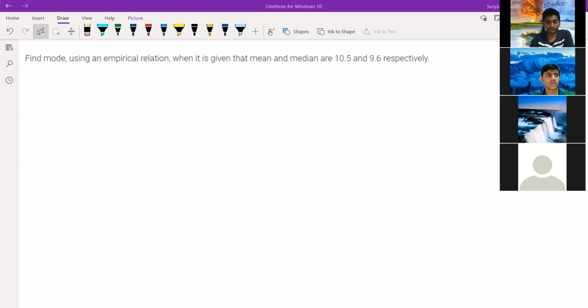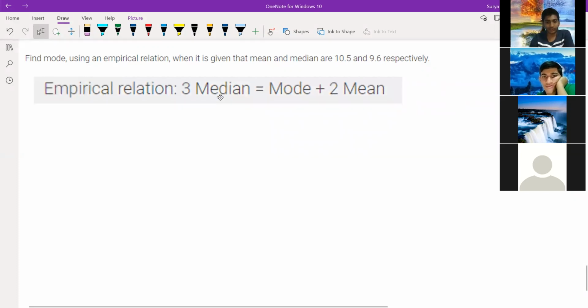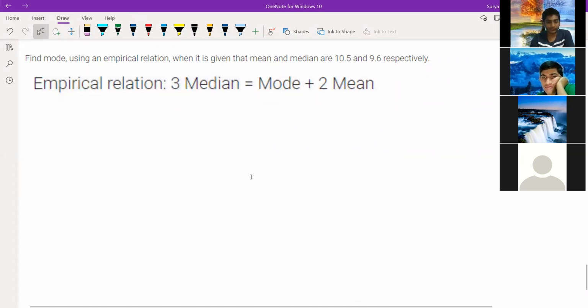I think the formula is... Yeah, correct, 3 median minus 2 mean is equal to mode. That is the correct formula. See, this is the formula: 3 median is equal to mode plus 2 mean. So the middle part is there. This is the relation, and you can find the mode from here.